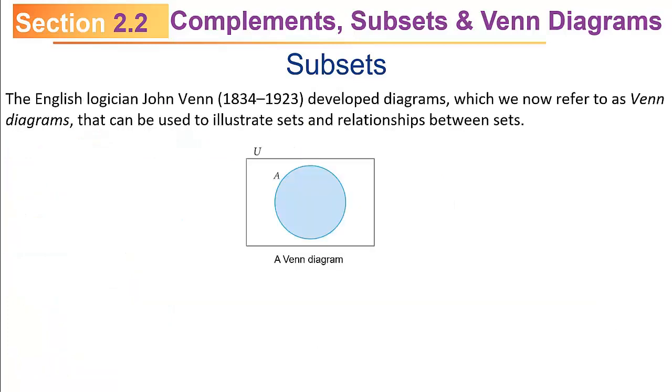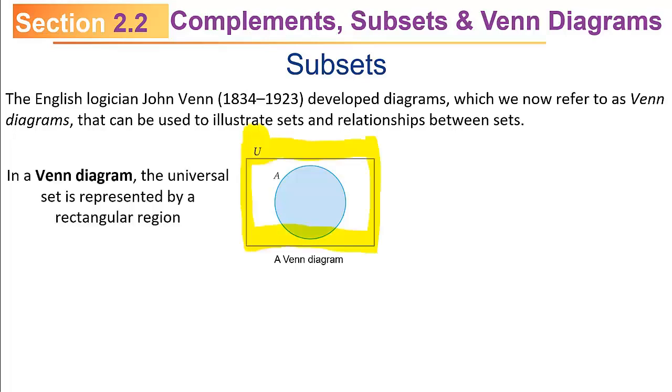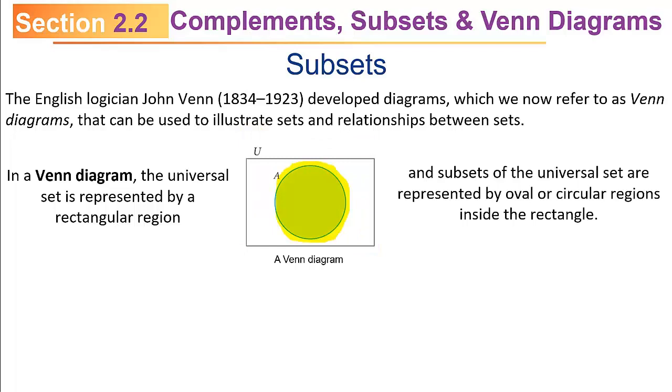The English logician John Venn, who lived from 1834 to 1923, developed diagrams which we now call Venn diagrams that can be used to illustrate sets and relationships between sets, and I find them extremely useful, and I think you will too. In a Venn diagram, the universal set is represented by a rectangular region, and the subsets of the universal set are represented by oval or circular regions inside of the rectangle.